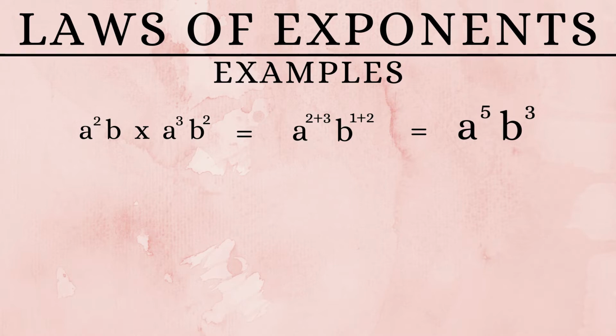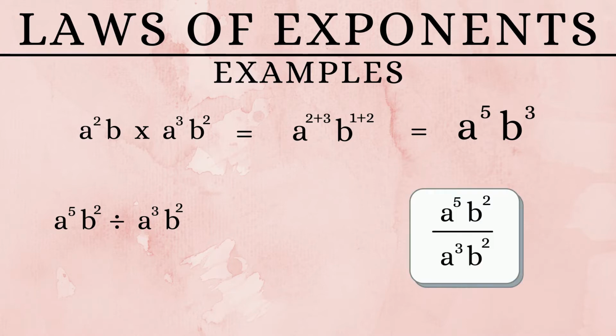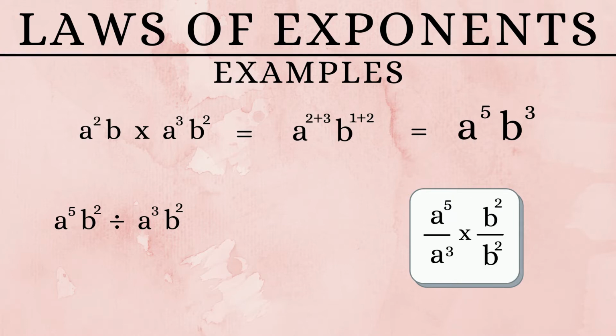Next, let's consider a similar problem that uses division. A to the power of 5 b square divided by a cube b square. For clear understanding, let us arrange the same as a fraction. A to the power of 5 b square by a cube b square. Now this fraction can also be expressed as a to the power of 5 by a cube into b square by b square.